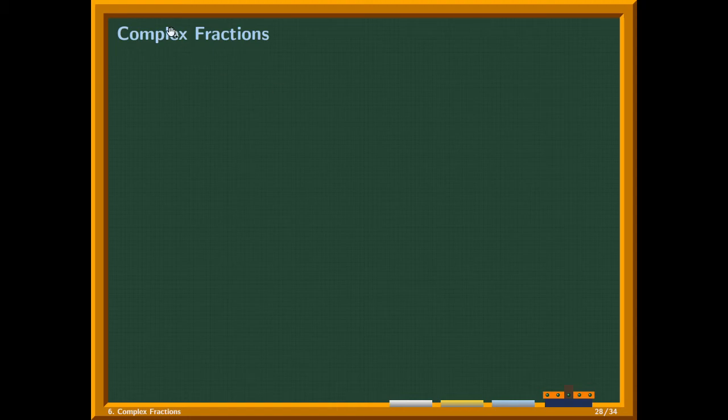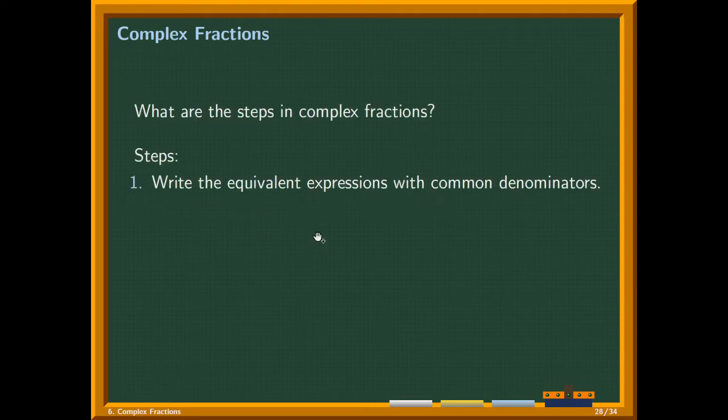Ang tanan gi-combine into one example. So, before we proceed to our example, let us first ask the question, what are the steps in complex fractions? So, we have 6 steps, no? First is to write the equivalent expression with common denominators. So, in this step 1, we know that we are expected to write the LCD, no? LCD, and LCD can only be taken sa addition or subtraction.